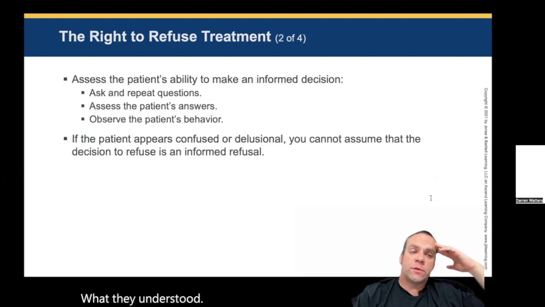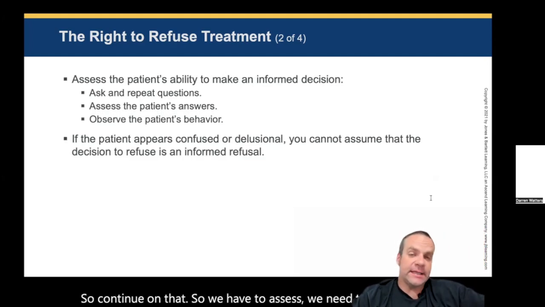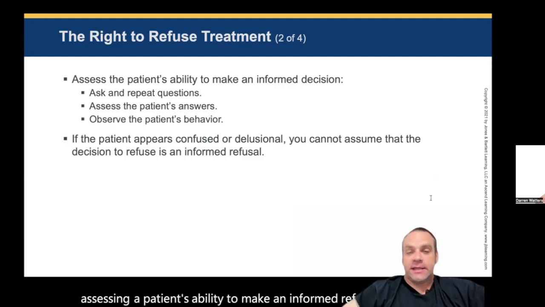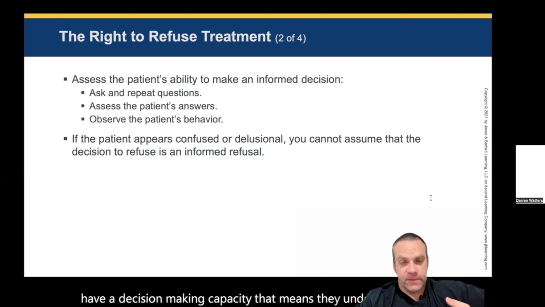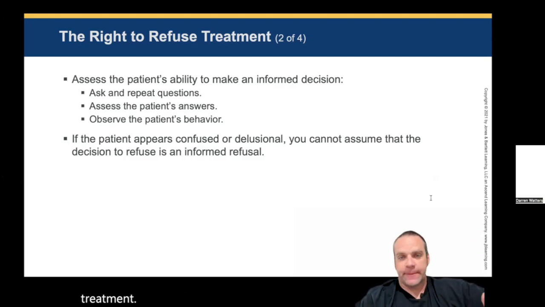So continuing on that, we need to talk about assessing a patient's ability to make an informed refusal. Before you can accept their refusal, you need to ensure that they have decision-making capacity. That means they understand what's happening, they comprehend the risk of refusing treatment, and they communicate a rational choice.